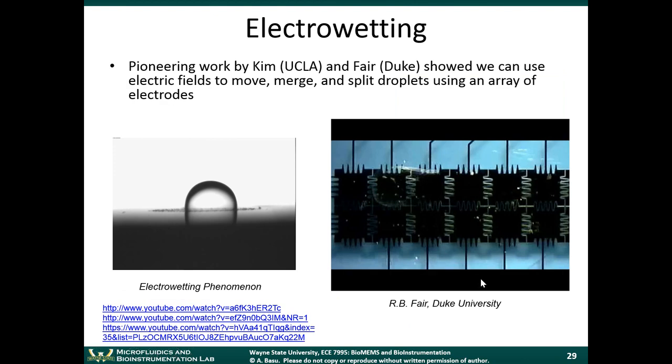So surface tension is so significant at the microscale, so why not use that as a pumping mechanism? This is an example of electrowetting. This is a technique that can be used to move droplets around.